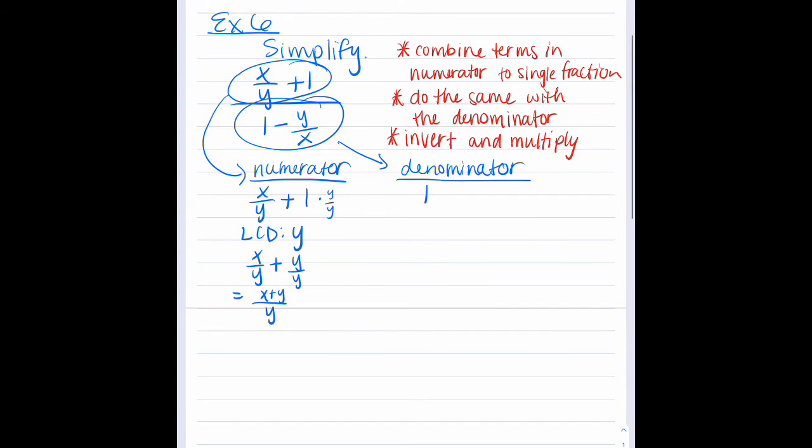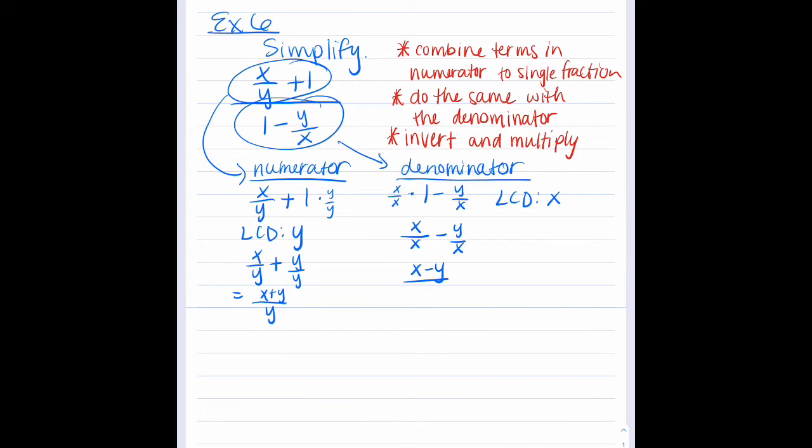Okay, so we've got 1 minus y over x. Our least common denominator is going to be x, right? Because there's an x on the bottom here, and we can easily make this side have an x on the bottom. We just multiply times x over x. So this becomes x over x minus y over x, which is x minus y over x.